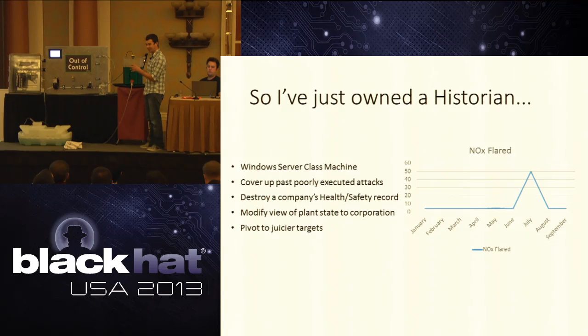A historian takes the information from the RTU and stores it, and it has to be stored for a certain amount of time for environmental compliance and all types of different things. It's typically a Windows Server class machine, but if you end up owning that, you are able to modify the worldview of the process to the corporation and to the government. So one main thing you think about when you go after a historian is that you would be able to modify different points that are of interest to environmental agencies, such as NOx flared or something like that.